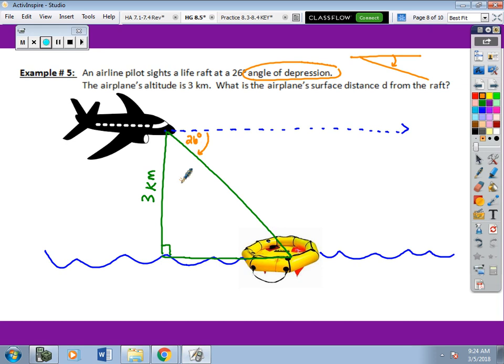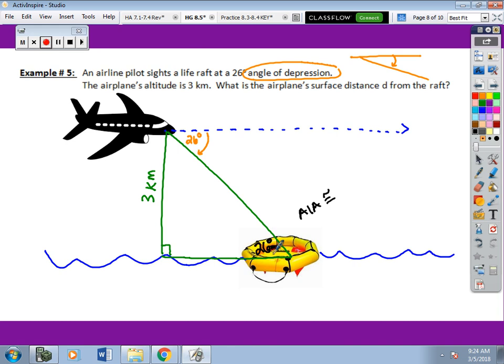So you have two options. You can either take the 3 kilometers and create another segment over here, 3 kilometers, or what I prefer to do is just copy and paste that down here, because the angle of depression will have to be the same as the angle of elevation. And that's because those are alternate interior angles, which will be congruent. So if this is 26, this is also 26.